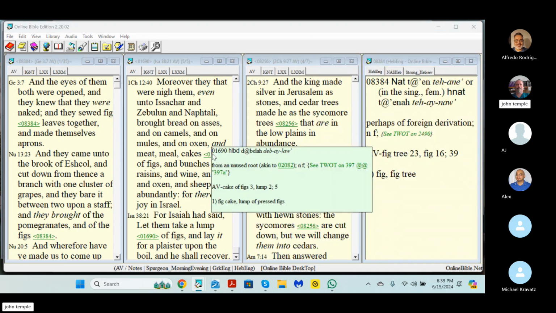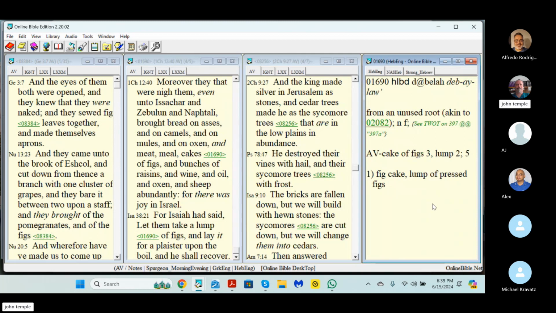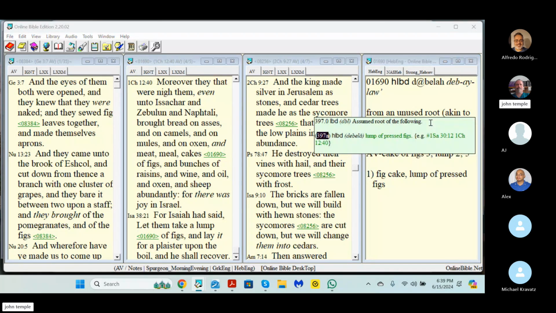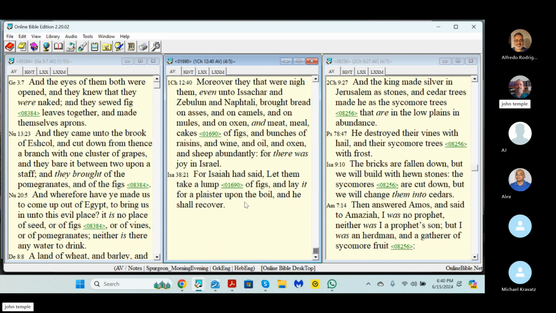And then this 1690 is Debala. It's a cake of figs or a lump of figs, so we're not going to get into that too much. Isaiah had to do something for healing. Let them take a lump of figs and lay it on it for a plaster upon the boil, and they shall recover. So that was only 2 times.